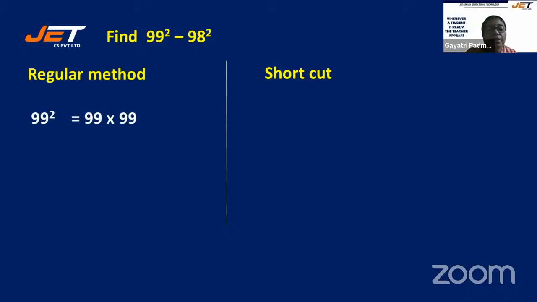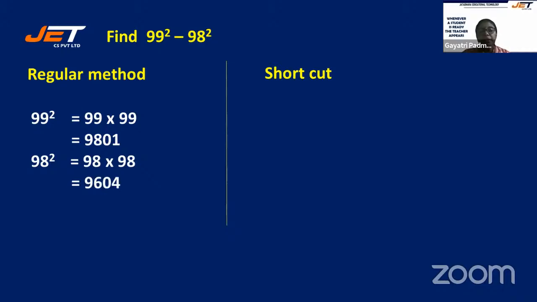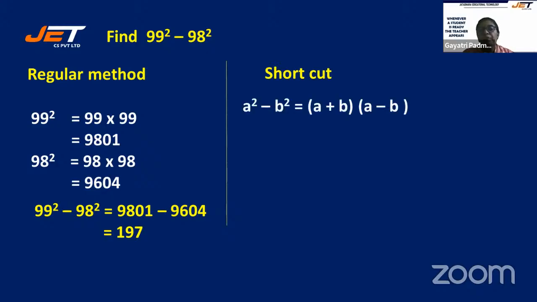All right, so in the regular method, 99 into 99 is 9801. Similarly, 98 square is 98 into 98, which is 9604. And what is 99 square minus 98 square? You have to subtract: 9801 minus 9604. So what do you get? You get 197. All right, so instead, we can use the shortcut formula.